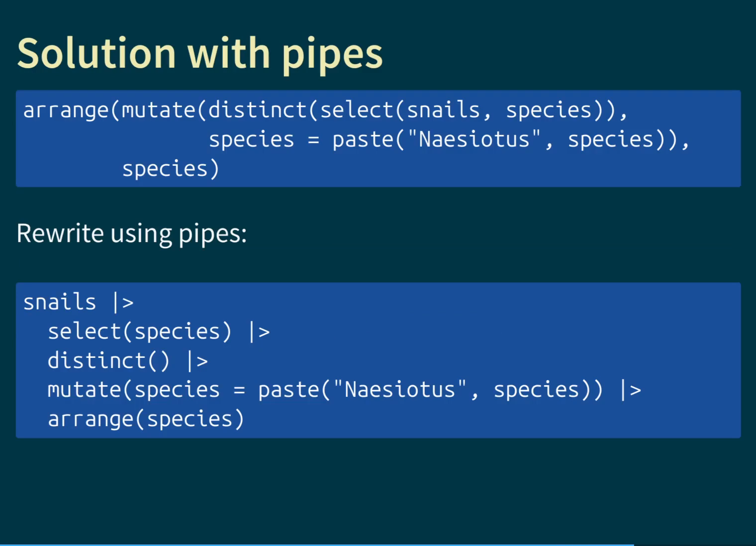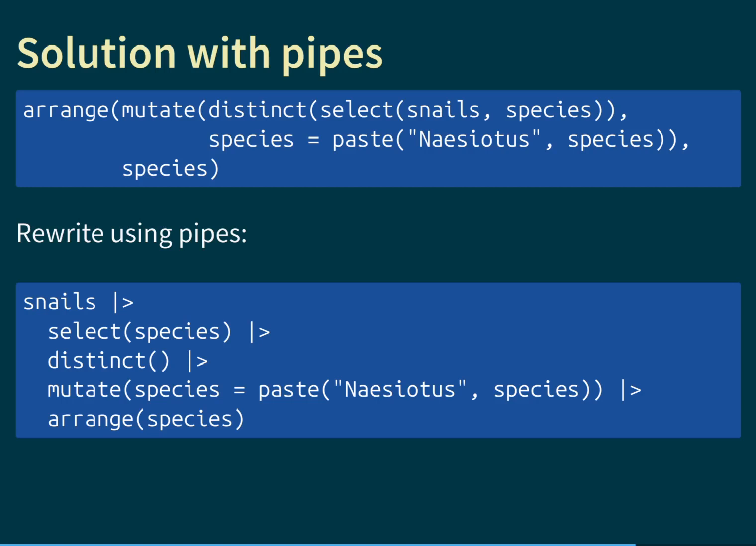Alright, so with that we are finally ready to actually solve the original problem that we had in a way that is transparent and simple and also does not rely on unsafe things like redefining variables. We can do that by taking the original ugly solution that we didn't like and rewriting it using pipes. And when we do that, we start with the snails dataset, and then we pipe that into the select function, so we select only the species column from that. The output of that will of course just be the table with only that single column, and we pipe that into the distinct function.